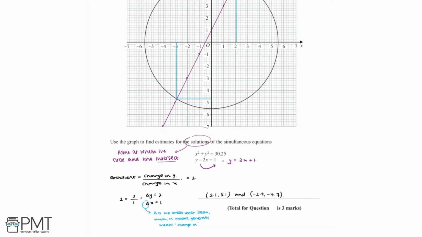And so you can see that we've used our graph in order to find estimates for the solution of the simultaneous equations, and we've found that the two solutions are equal to 2.1, 5.1, and minus 2.9, minus 4.7.